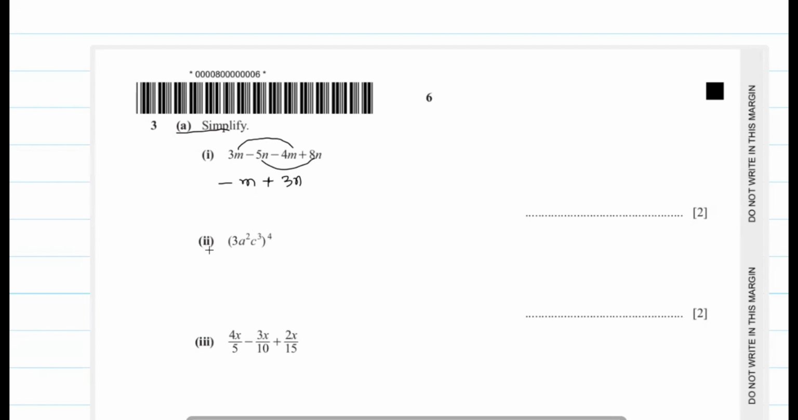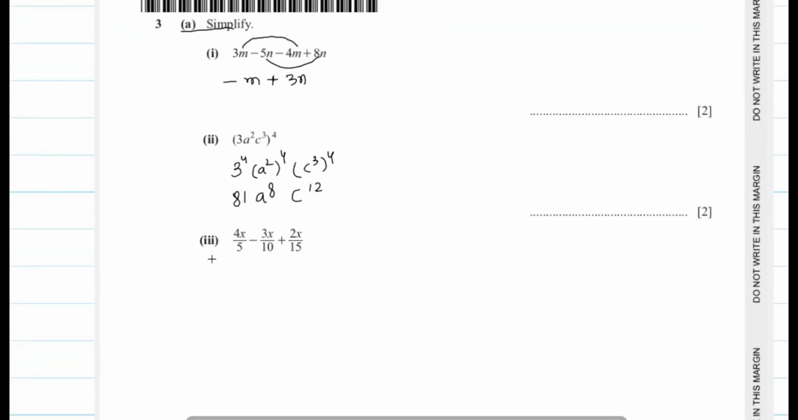Next is part second: (3a squared c cubed) whole power 4. We can write 3 power 4, and a power 2 in whole power 4, and c cube whole power 4. Therefore, we can write this value as 81, this is a power 8, and this value is c power 12.